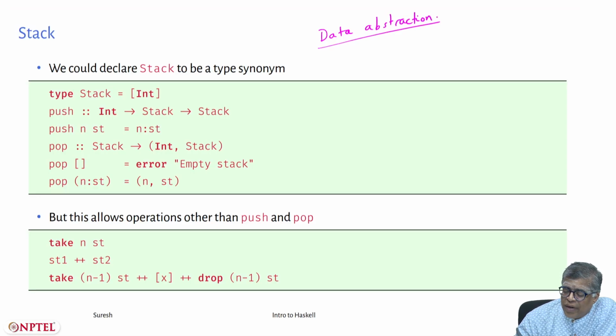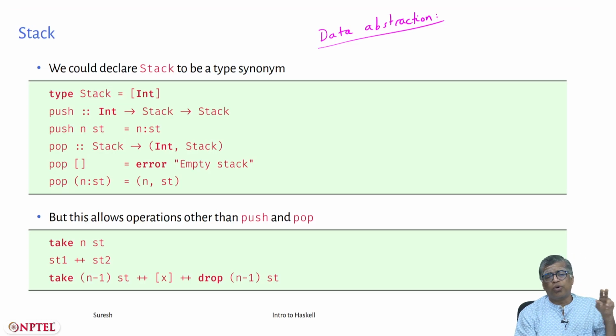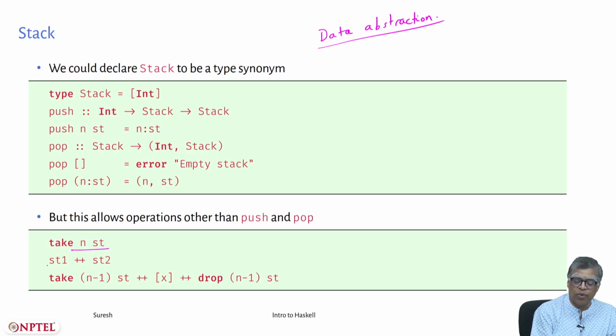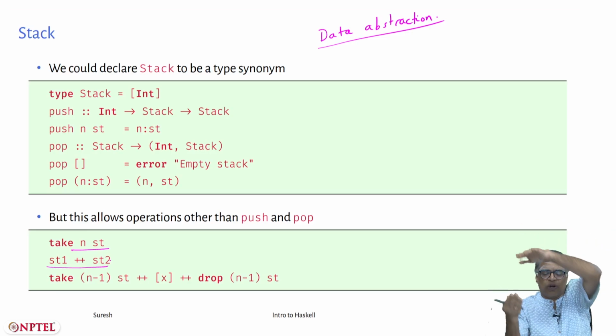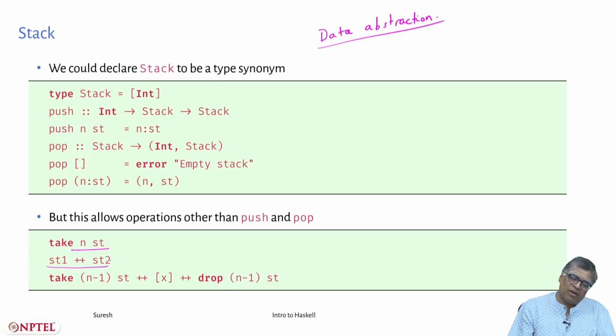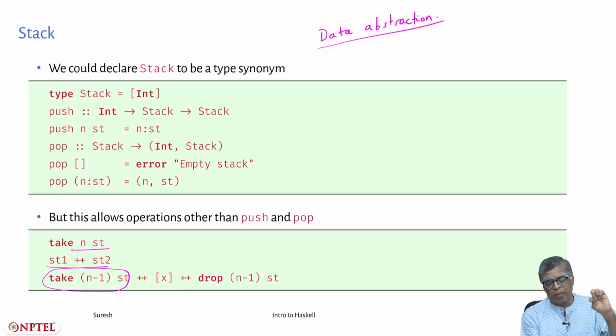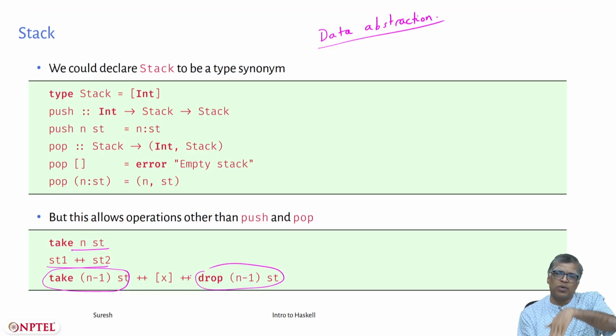And the data abstraction that you want to provide here for a stack is that these are the only two operations that are possible. You cannot assume some internal representation of a stack and do all kinds of other operations like take n st, or st1 plus plus st2. This is like taking a whole stack of plates together and putting it on top of the other. Maybe you are able to do it in a cafeteria, but in general we don't want to allow it. And you can actually replace an element in the middle of a stack by taking the top n minus 1 elements, putting x there, and then retaining the elements below that on the stack. You could do all this.